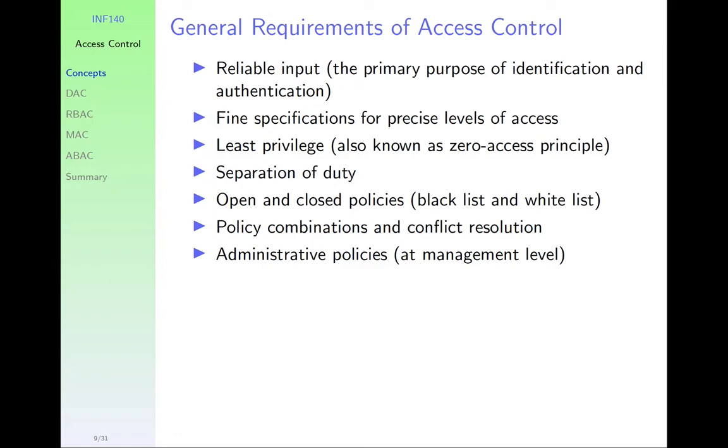This is the first requirement. The second requirement is called fine specifications. It's basically about having a detailed list, detailed information about which entity, which identity can access what kind of resource. So it should be quite detailed, and should specify for different roles or different persons, different identities in the system.